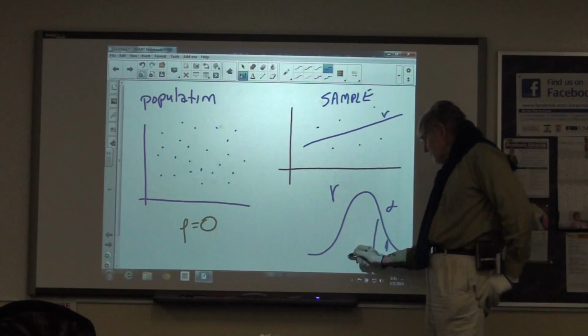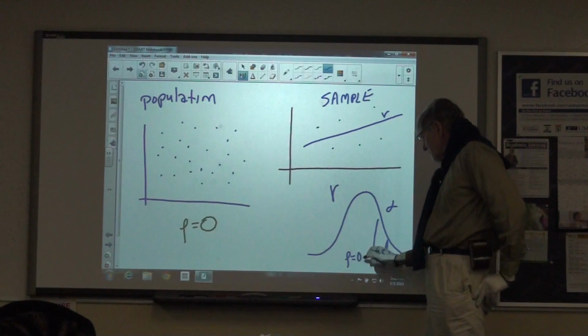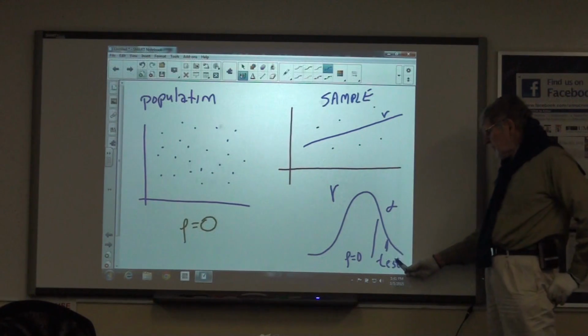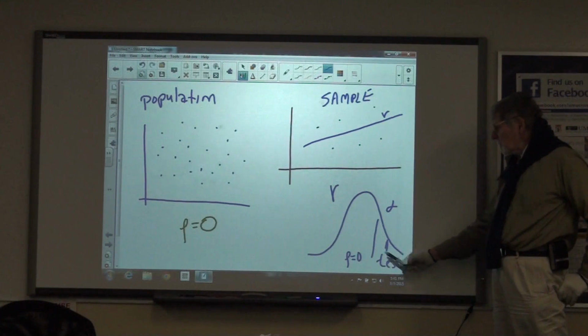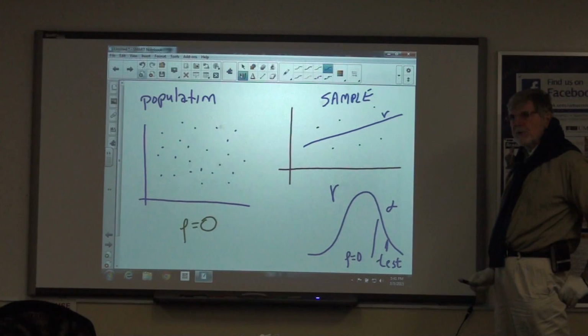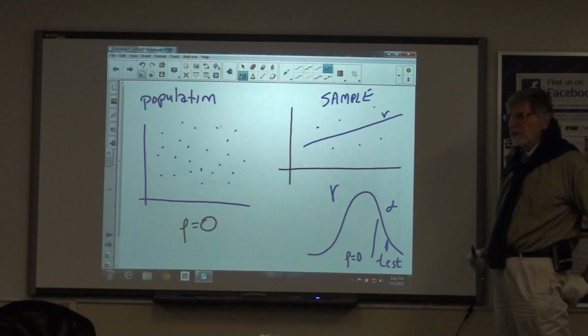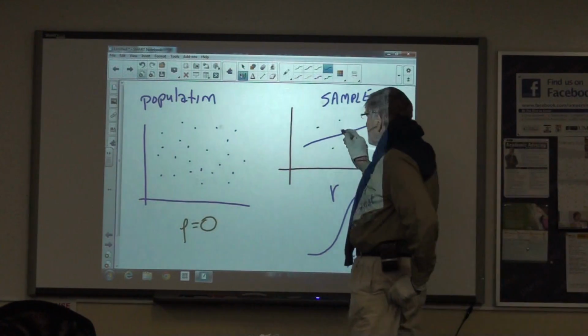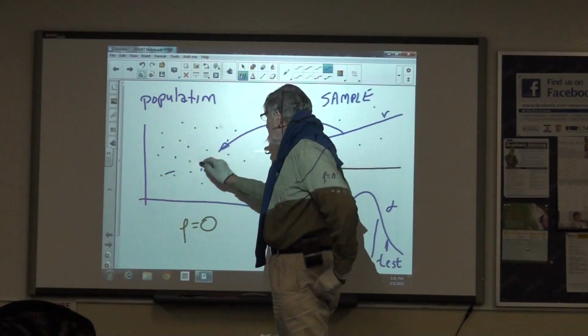Now, if your t-test comes out in this zone, it causes you to reject the null hypothesis, agreed? And the null hypothesis is that rho equals 0. So if your t-test comes out in this zone, you reject the null hypothesis. And if you reject the null hypothesis, then what is it that you're accepting? That's not zero. That's right. You're accepting that this line can go over there.